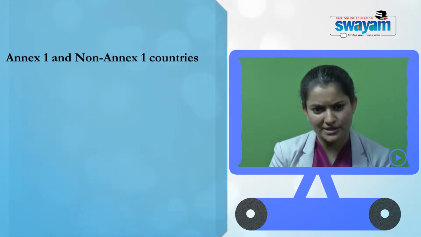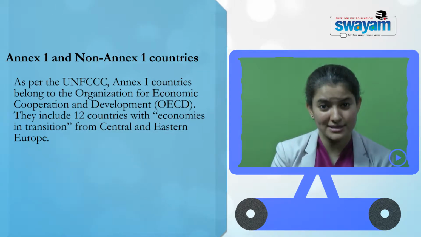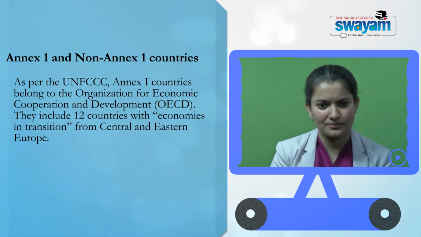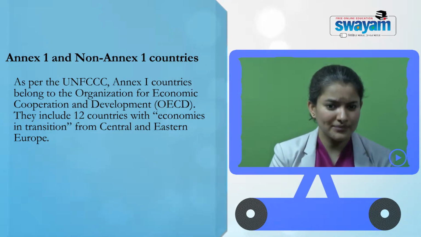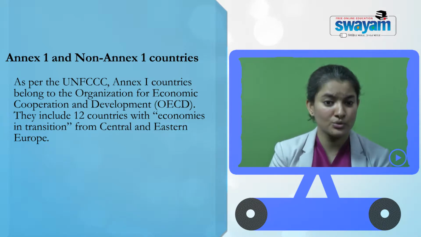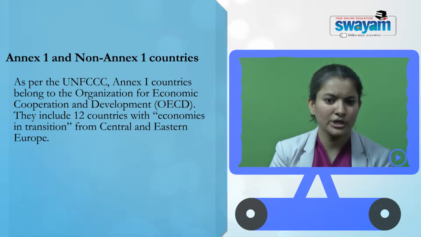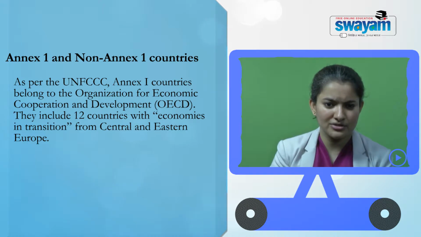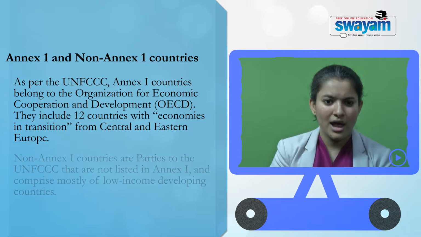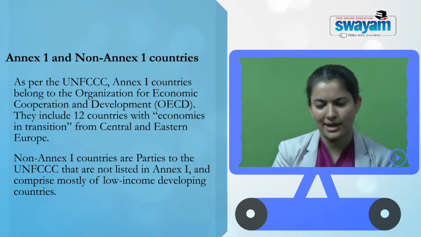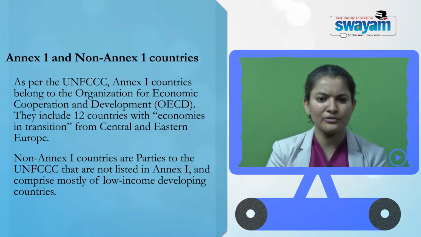In pursuance of this, the UNFCCC recognizes the countries of the world as Annex I or Non-Annex I countries. According to the UNFCCC, Annex I countries belong to the Organization for Economic Cooperation and Development Group, or the OECD. These include 12 countries with economies in transition from Central and Eastern Europe as well. Non-Annex I countries are parties to the UNFCCC that are not listed in Annex I and comprise mostly of low-income developing countries.